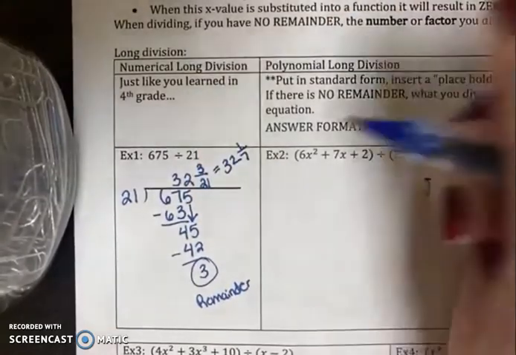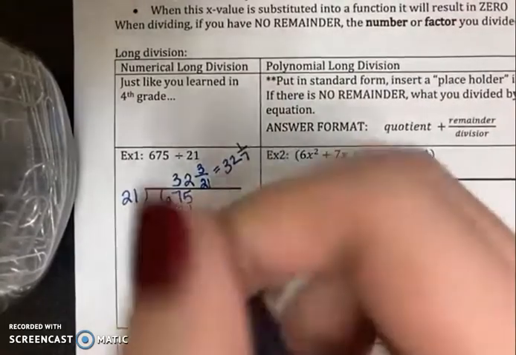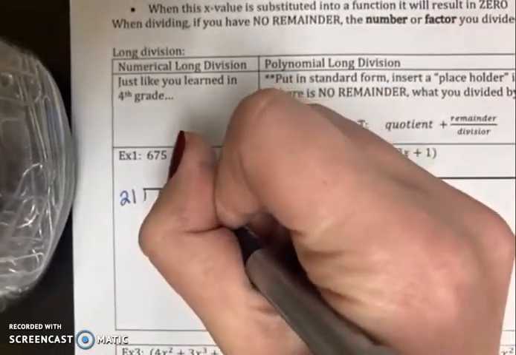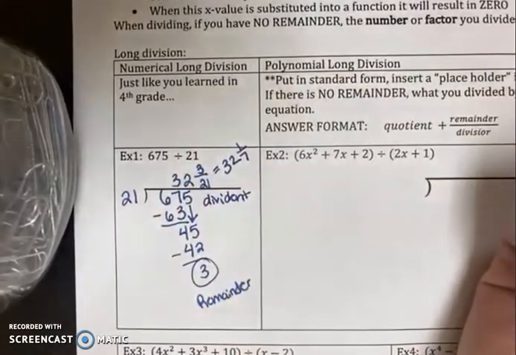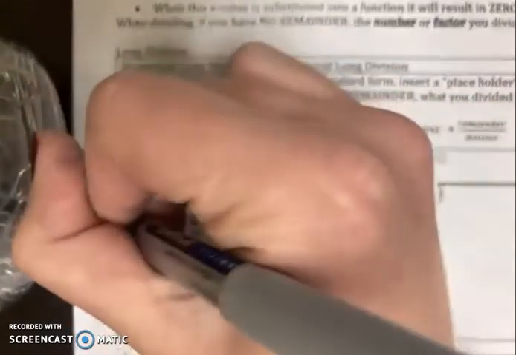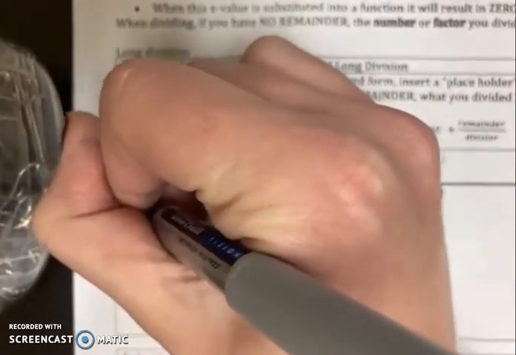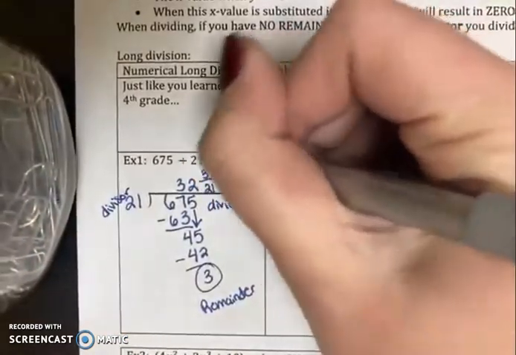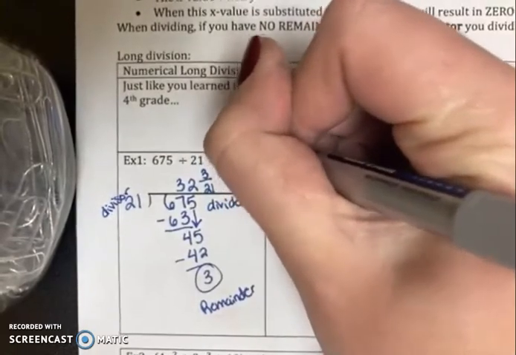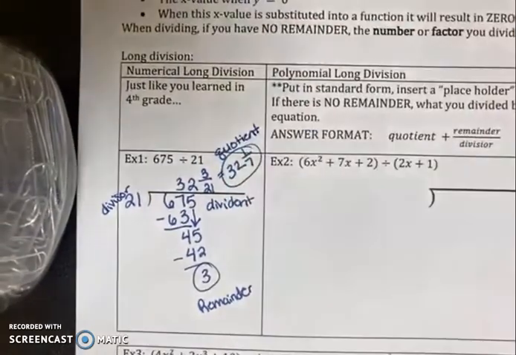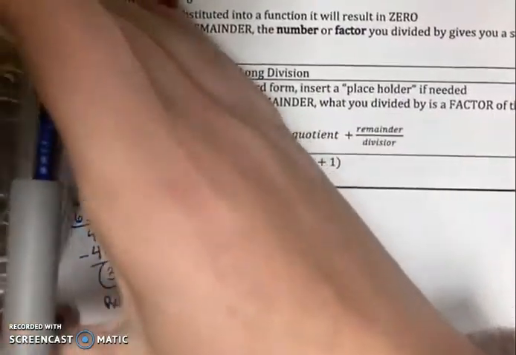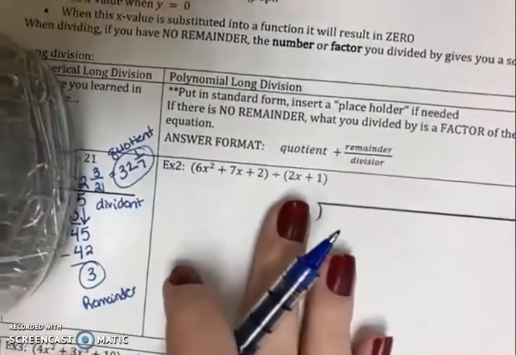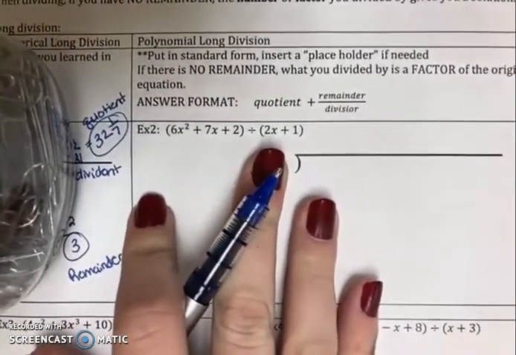Just some more terminology. The number that we are dividing is called our dividend. The number we are dividing by is called our divisor. And our answer would be our quotient. You may hear me use this terminology. Now, whenever we're dividing polynomials, like I said, it's a similar idea to numerical long division, and you'll see that as we work through these problems.